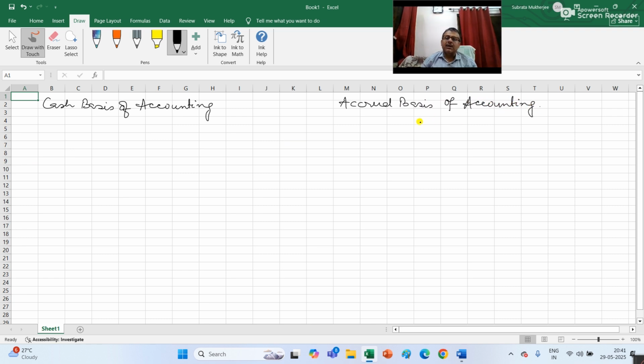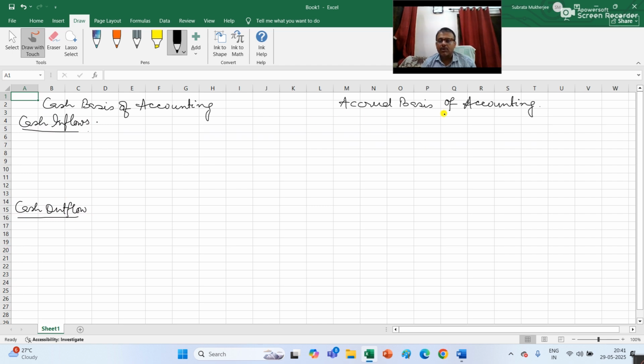So in my earlier lectures, I have shown you that on cash basis of accounting, you are supposed to write the cash inflow. So what are the sources of cash? And here, just below it, I am writing cash outflow. So it does not consider whether that amount is for the current year or for the other years.